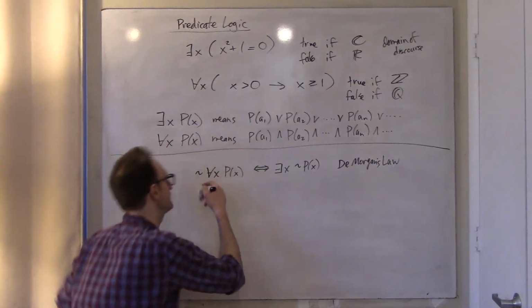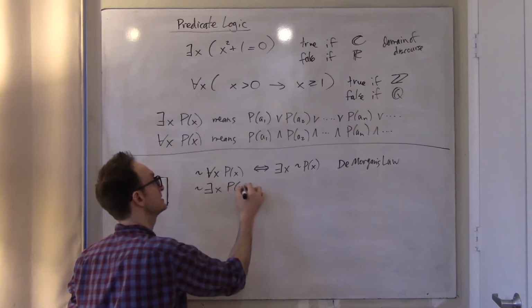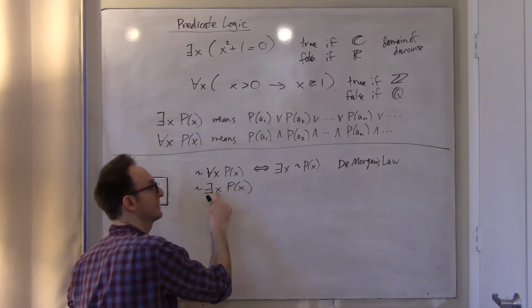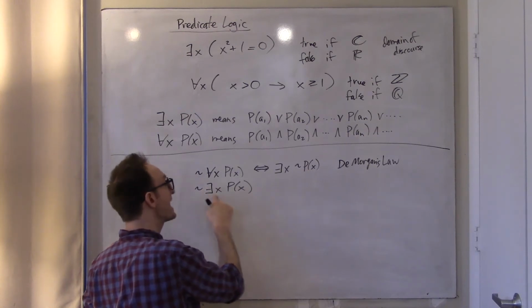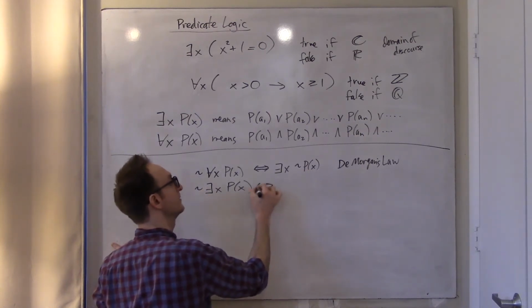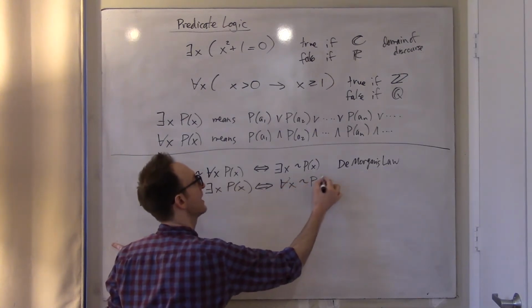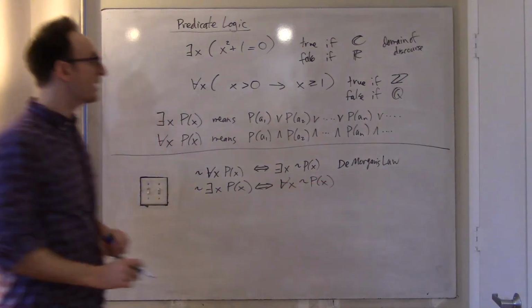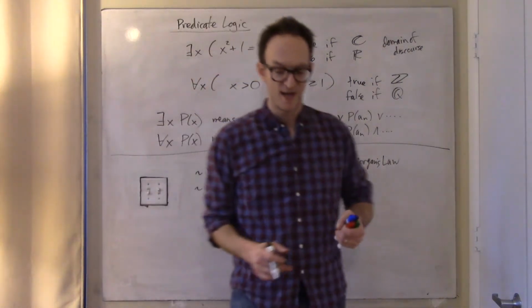There's also the other one. The other one is that it's not true. Suppose it's not true that there exists something which is prime. Well, if there's not a prime number, then it must mean that everything is not a prime number. Okay, and so, all right, these are very, very helpful.